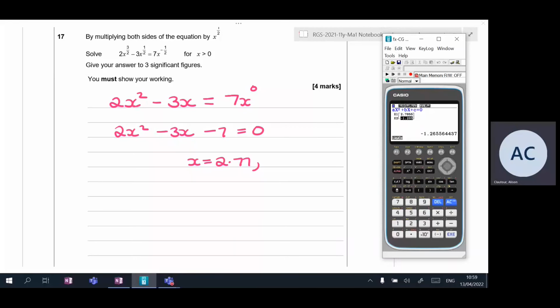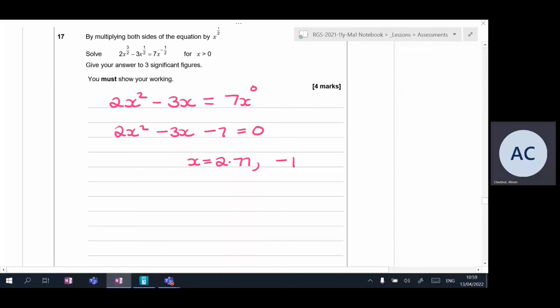And minus 1.27. Okay, so actually it does become quite an easy equation to solve once you've done their little hint.